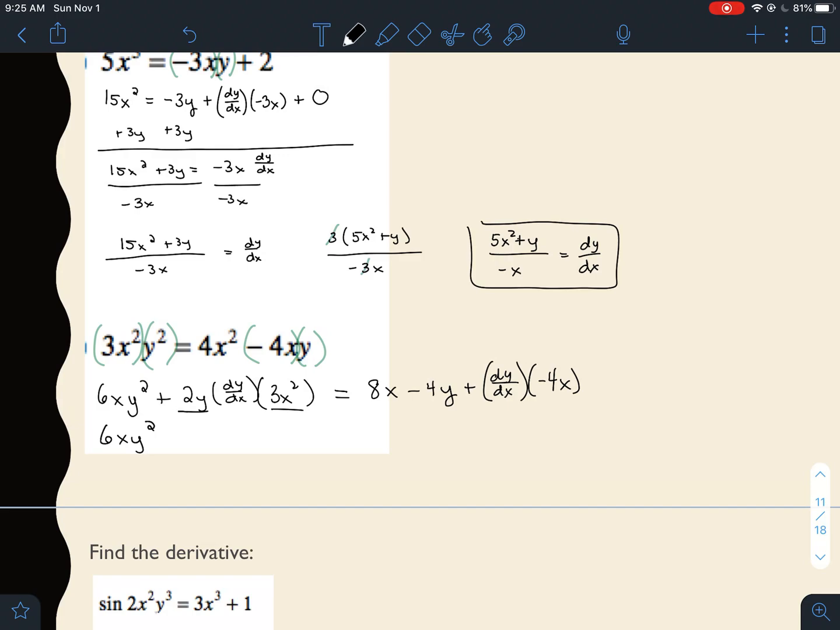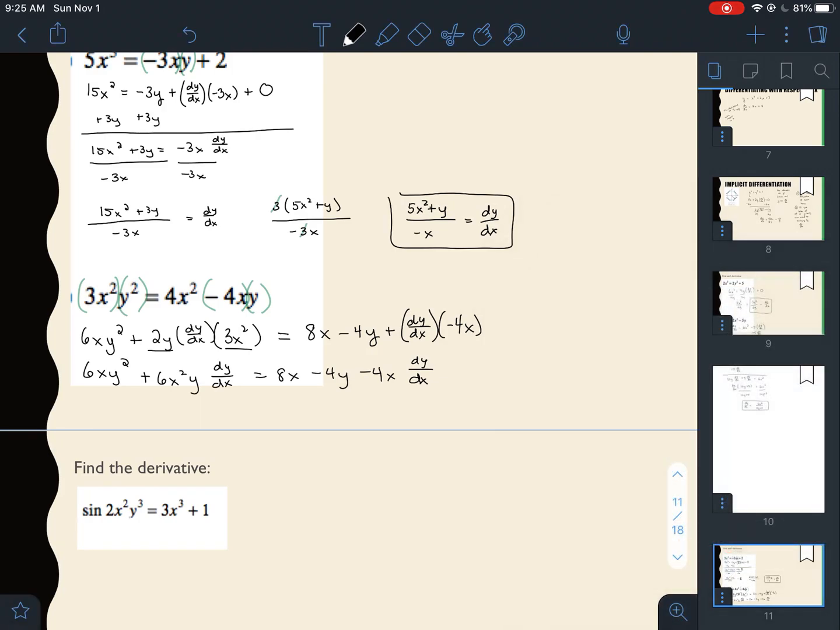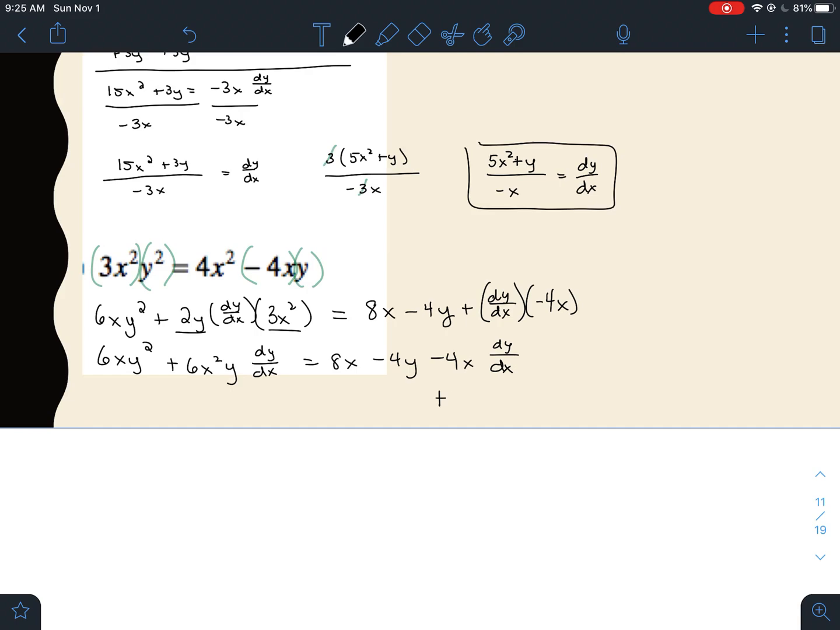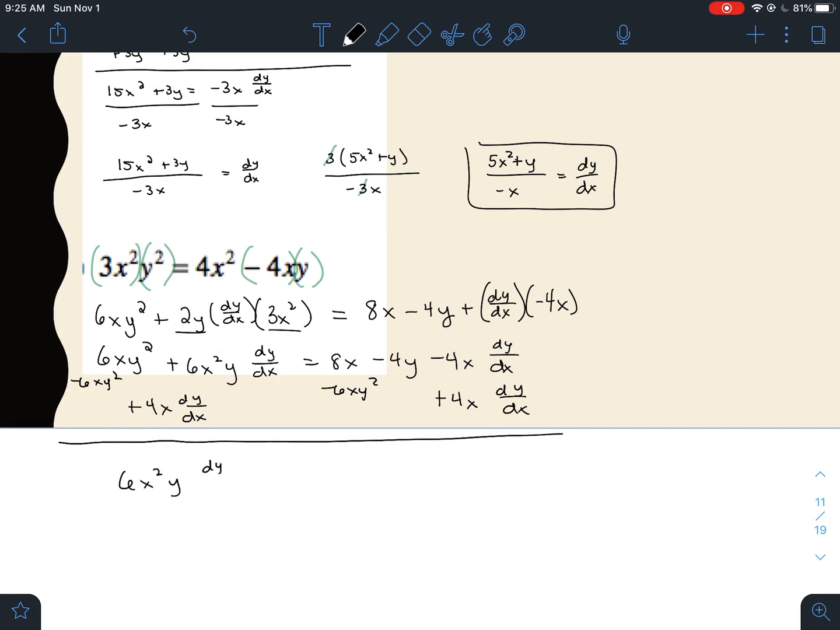So 6xy squared, I can multiply those two terms. So 2y times 3x squared is 6x squared y, and then dy over dx equals 8x minus 4y, and then minus 4x dy over dx. Now I can get all my dy over dx's together and all the other terms on the other side. So I'm going to add 4x dy over dx to the left side. And I'm going to subtract the 6xy squared from both sides.